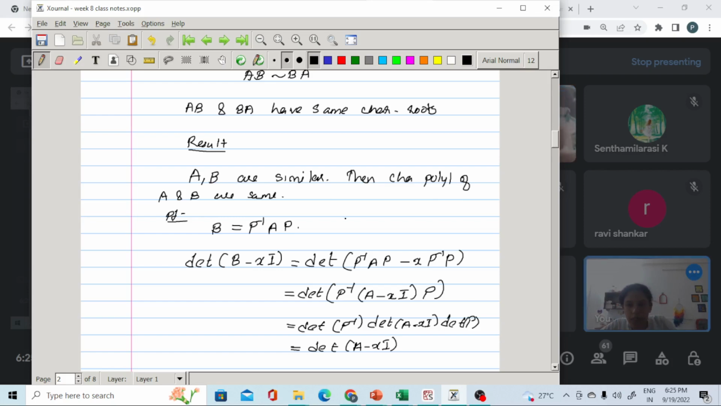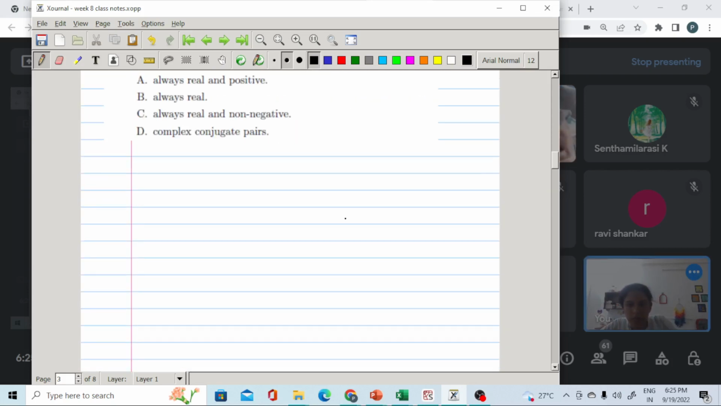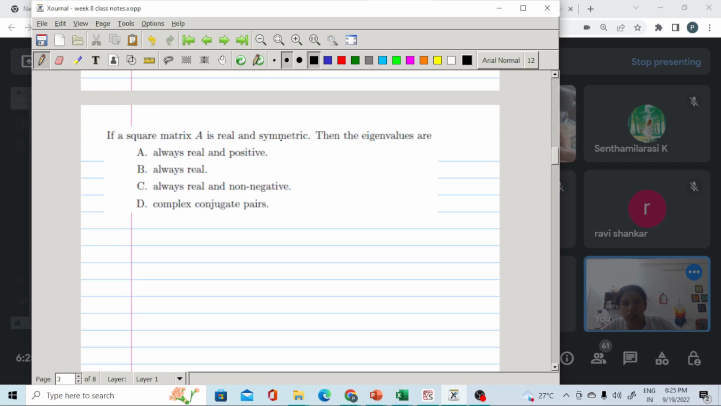Okay, so let's go to the next problem. Here, a square matrix A is given. It is a real symmetric matrix. The question is about the eigenvalues, whether they are real, positive, negative, and so on. You have already seen the proof in the class. If A is a real symmetric matrix, what will be the eigenvalues?